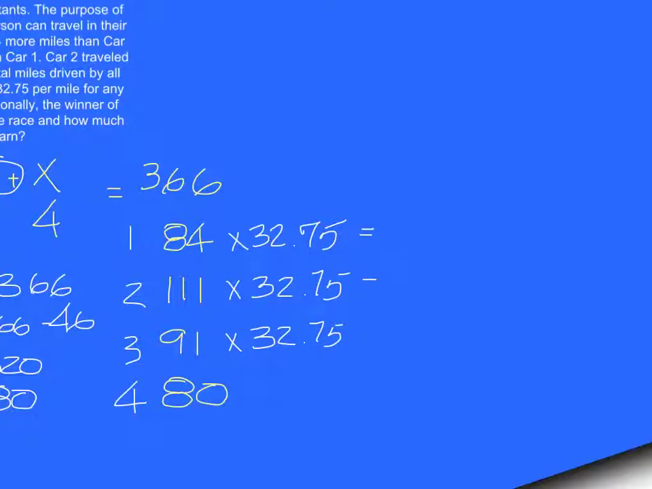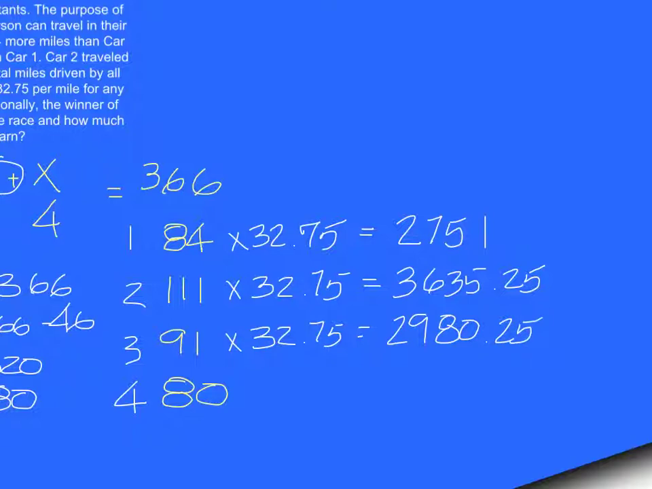And when we calculate that up, for car 1, 84 times 32.75 is going to be 2,751. Car 2 is 111 times 32.75, and that is going to be 3,635.25. And the third one is 91 times 32.75, which is 2,980.25. Who won the race?